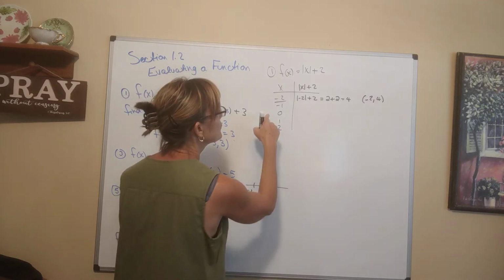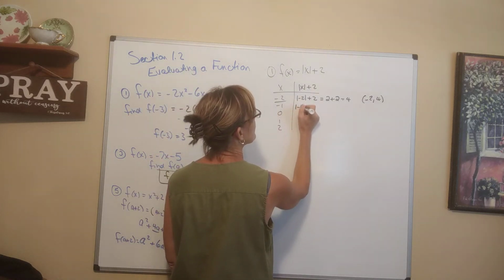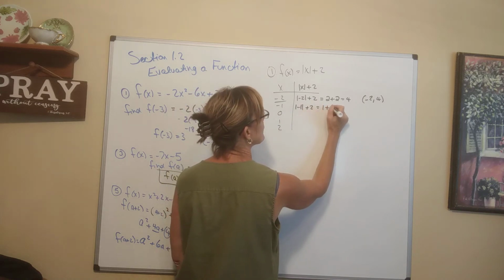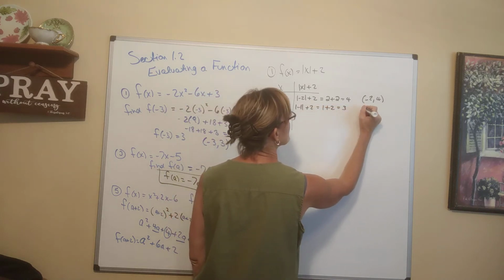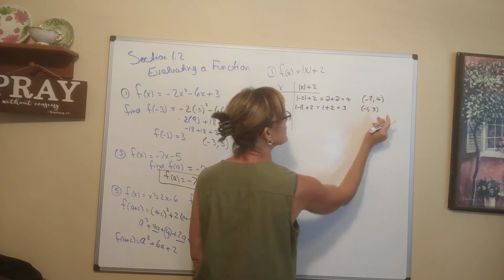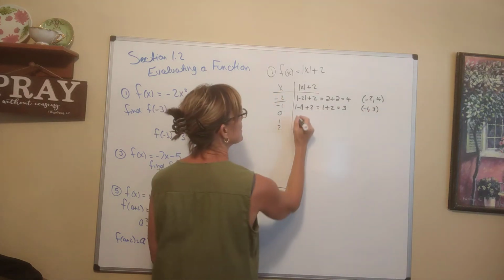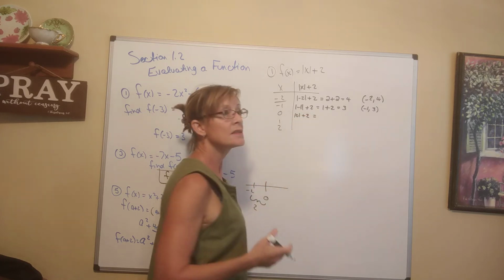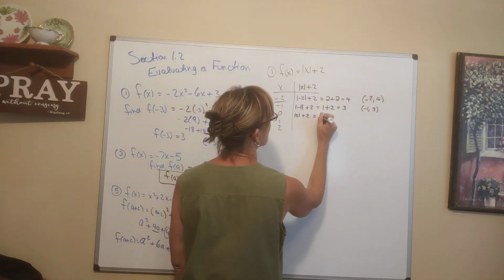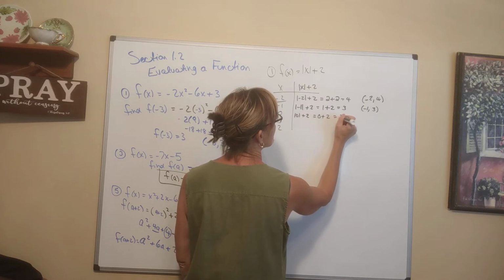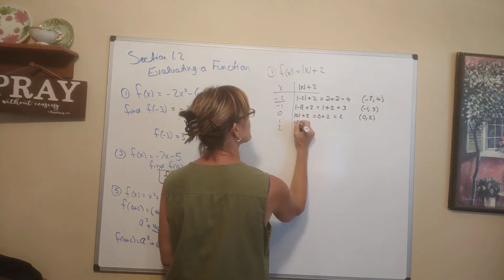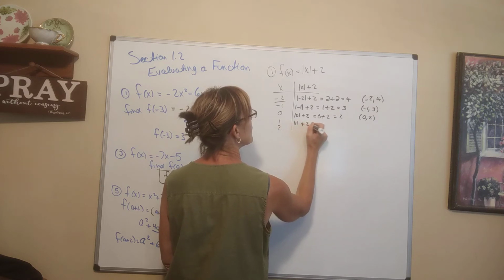Okay, let's go through and do -1. The absolute value of -1 plus 2. -1 is 1 unit from 0, plus 2 is 3. That means when x is -1, y is 3. There's a second point for our function. The absolute value of 0. How far is 0 from 0? It is right there. It's 0 units away. So when x is 0, y is 2 for this function. The absolute value of 1 is 1.